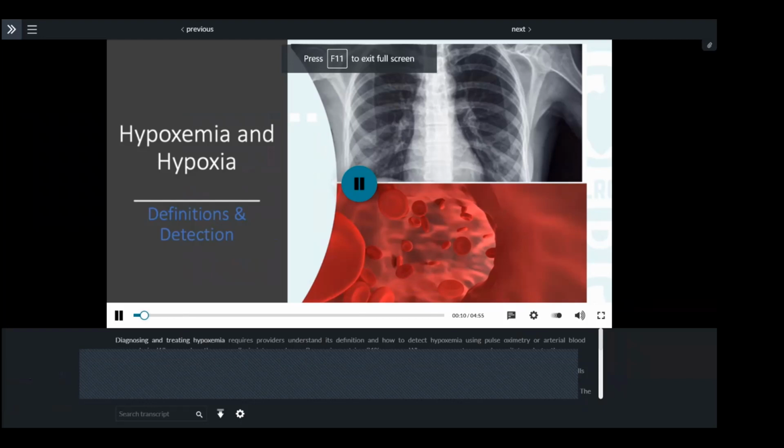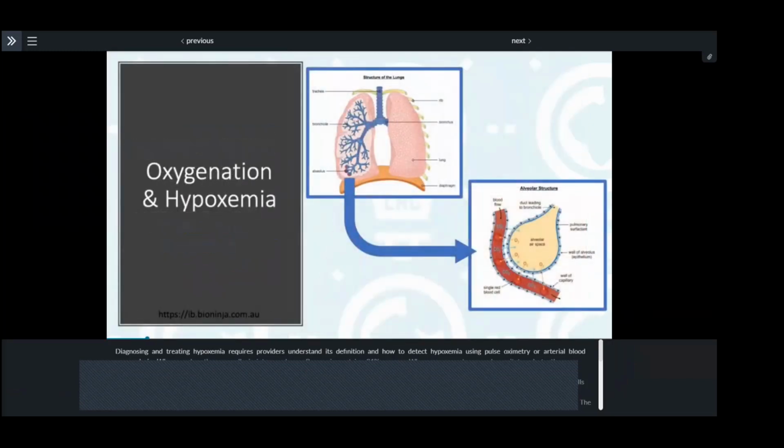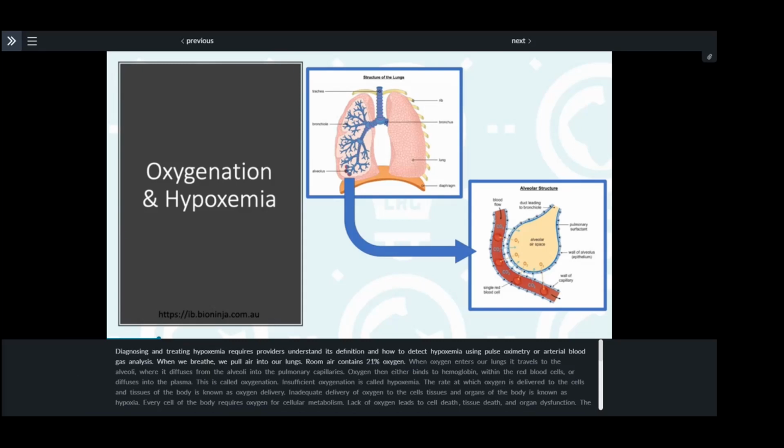Diagnosing and treating hypoxemia requires providers to understand its definition and how to detect hypoxemia using pulse oximetry or arterial blood gas analysis. When we breathe, we pull air into our lungs. Room air contains 21% oxygen. When oxygen enters our lungs, it travels to the alveoli, where it diffuses from the alveoli into the pulmonary capillaries.